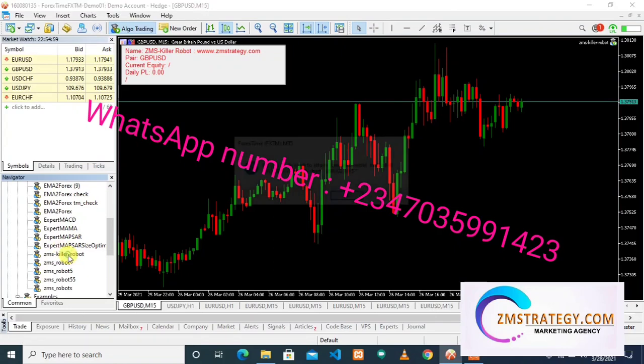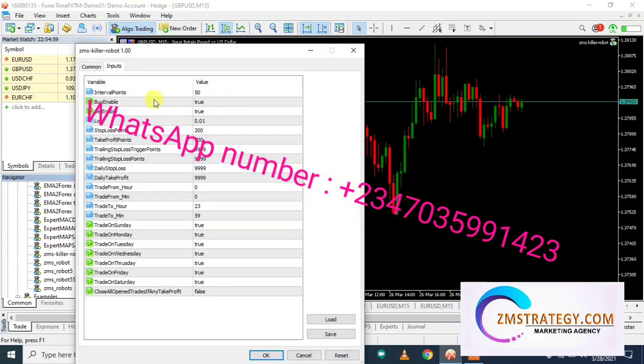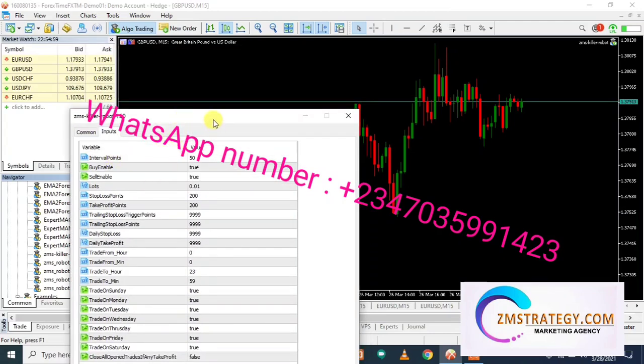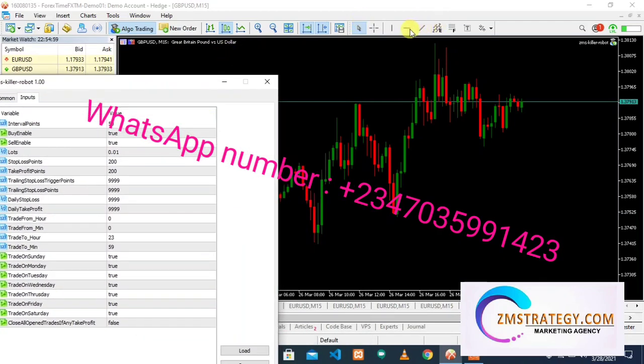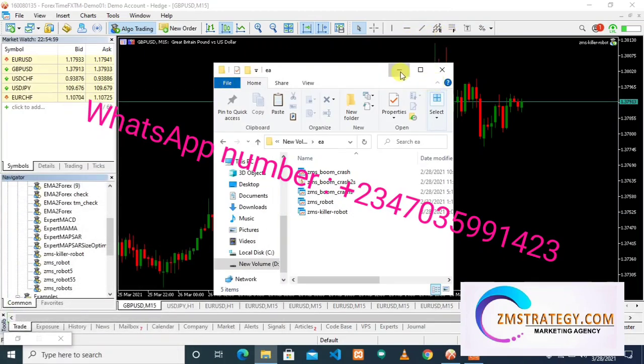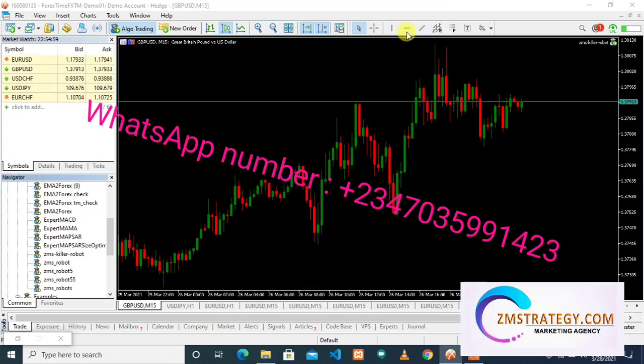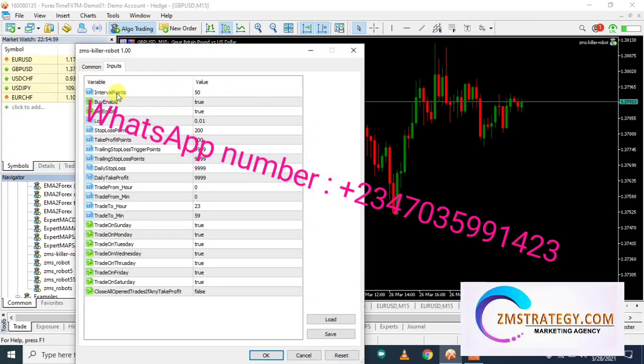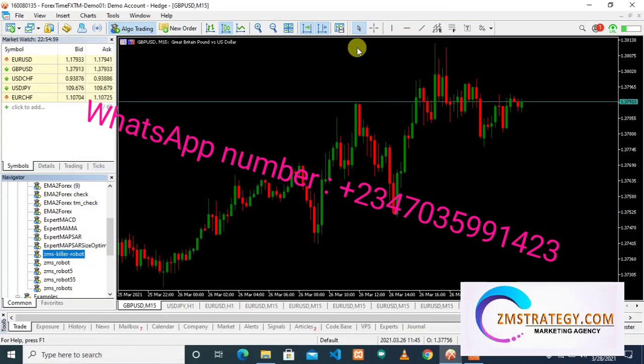Now I'll be explaining the idea of this interval point. The way the interval point works is, let's say for example the robot takes a trade at this very spot here.